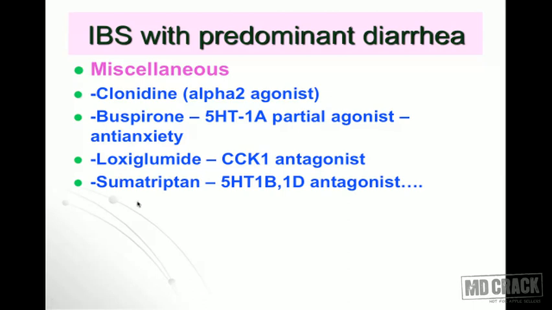And lastly, you have sumatriptan, a 5-HT1B and 5-HT1D agonist. I'm sorry, I said motion sickness, I meant to say migraine. Sumatriptan is used in cases of migraine. So among the miscellaneous drugs, we have clonidine, an alpha-2 agonist, buspirone, an anti-anxiety agent, loxiglumide, a CCK1 antagonist, and an anti-migraine agent, sumatriptan. So that's about IBS with predominant diarrhea.